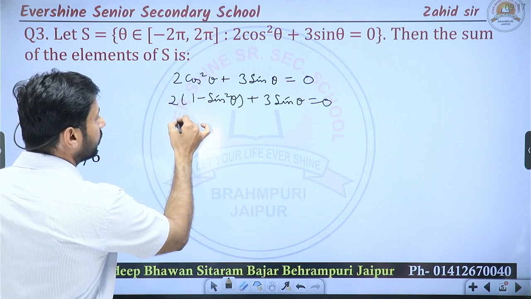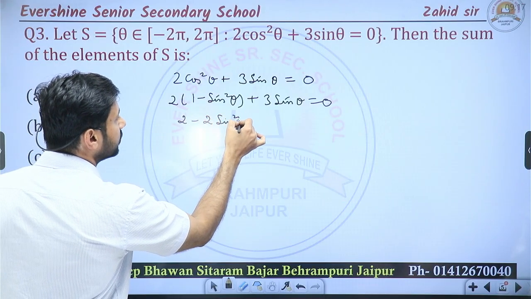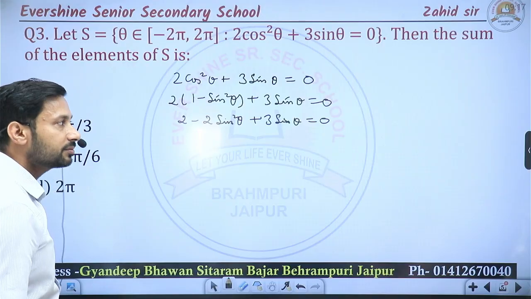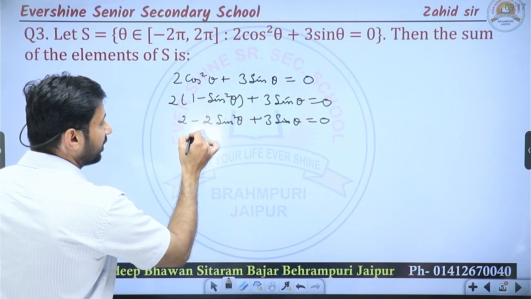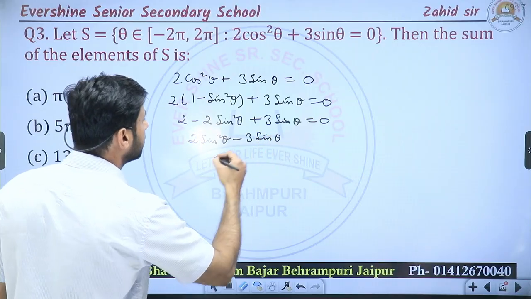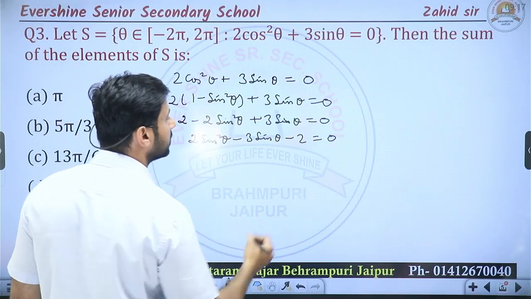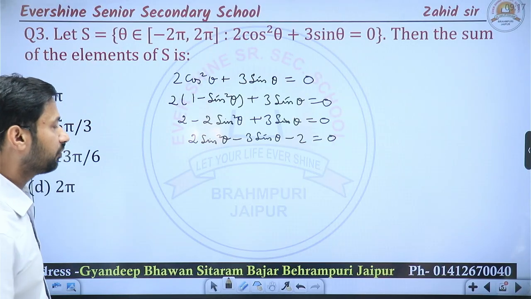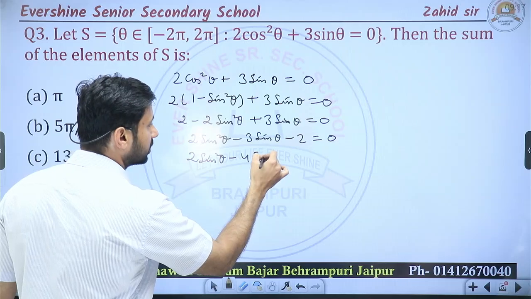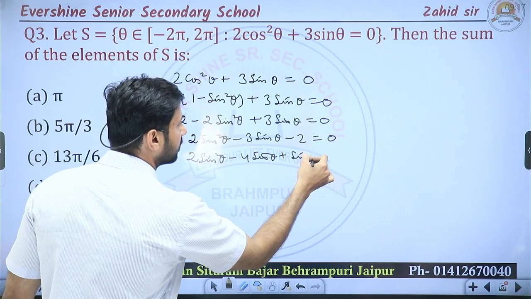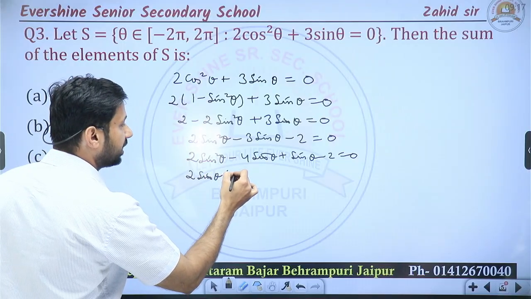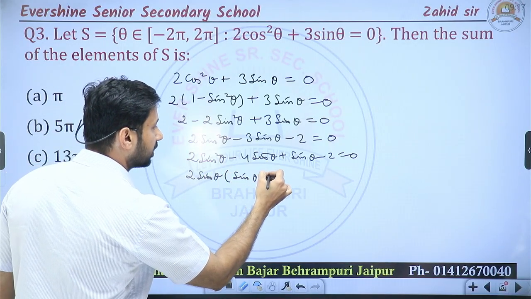Okay, now this will be 2 minus 2 sin square theta plus 3 sin theta equal to 0. Now take minus as a common factor, so it will be 2 sin square theta minus 3 sin theta minus 2 equal to 0. Now you can find the factorization of it. So it will be 2 sin square theta minus 4 sin theta plus sin theta minus 2 equal to 0. So 2 sin theta is a common factor. It will be sin theta minus 2.